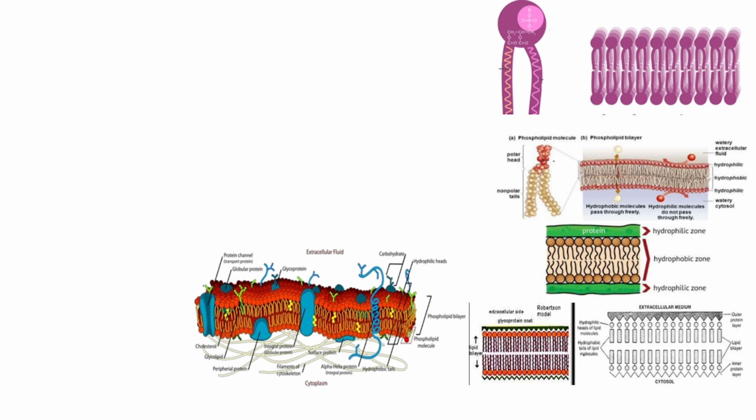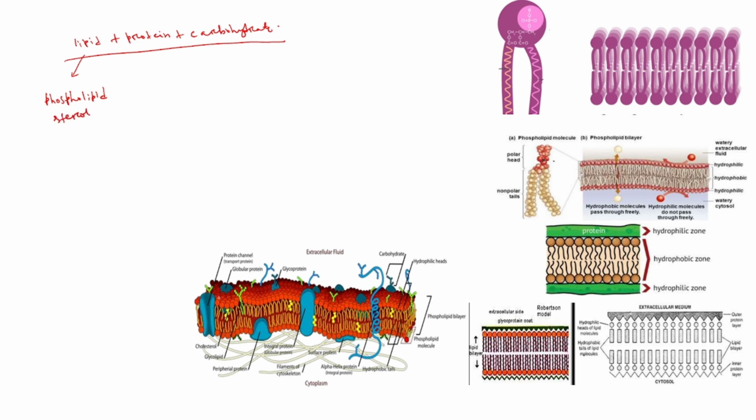So this is the fluid mosaic model. According to that, the plasma membrane contains lipid plus protein plus carbohydrate. So what type of lipid is present? One is called the phospholipid. Another is called the sterol.